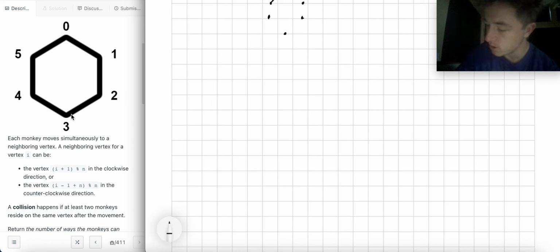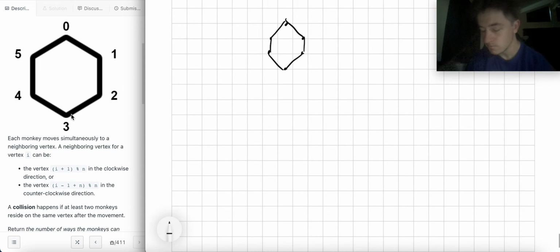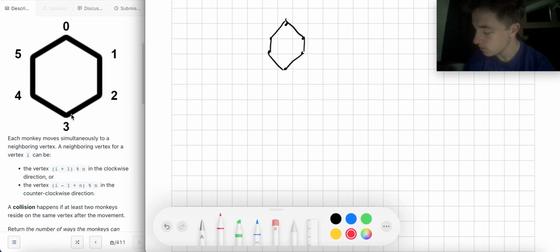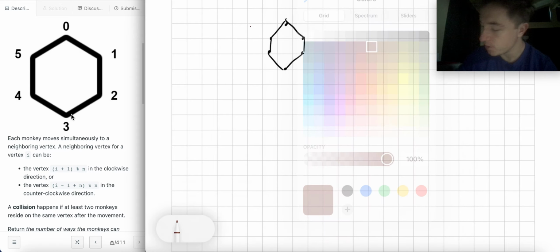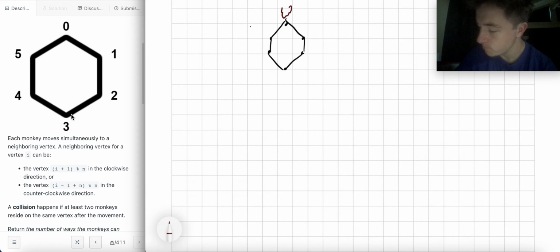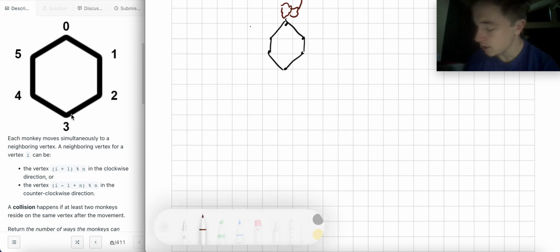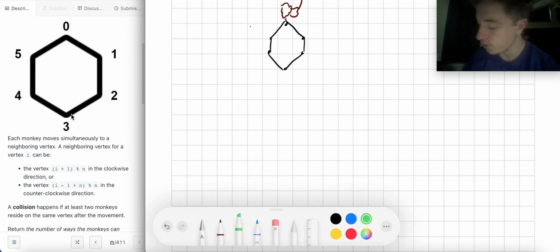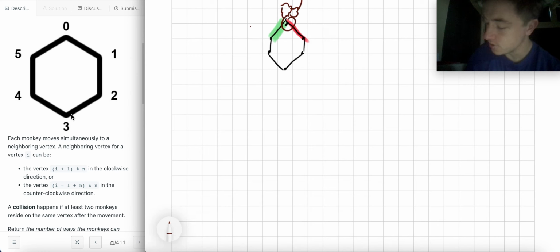All right, so we have this polygon, and we have a monkey at any position. For example, we could have a monkey here. This is my drawing of a monkey. Now, this monkey has an option. It can either go to the left or it can go to the right. So at this position, there are 2 options in terms of what can occur. And really that's true for any monkey.